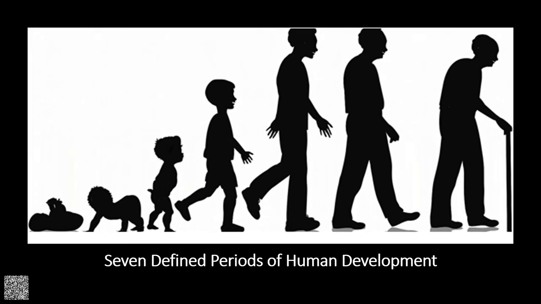In developmental psychology, we talk about there being these seven defined periods of human development, right? You already know, obviously, that there's being a baby and a young kid and being a teenager, being an adult, being a senior citizen. We already have an idea that there are these differences throughout the life cycle.